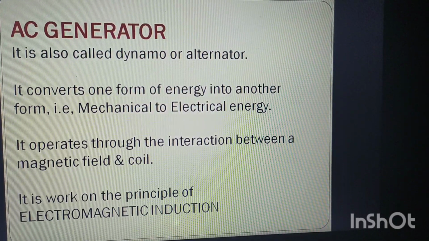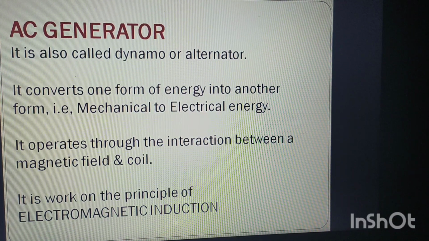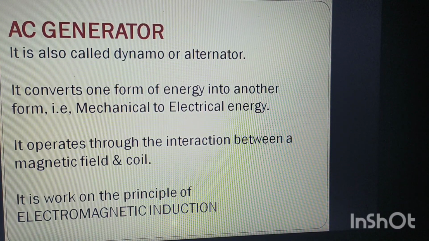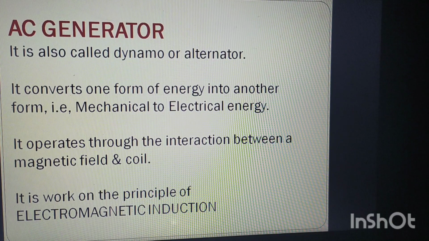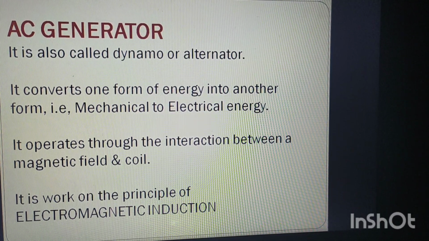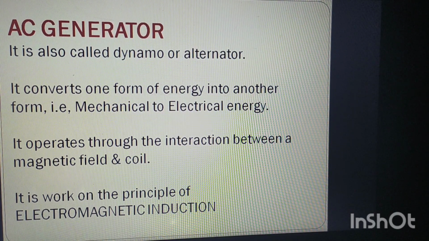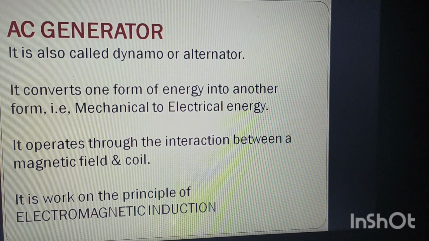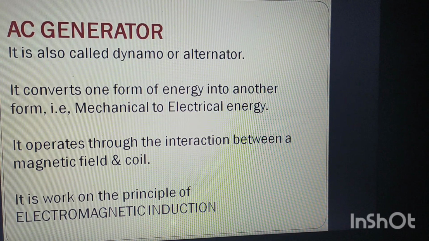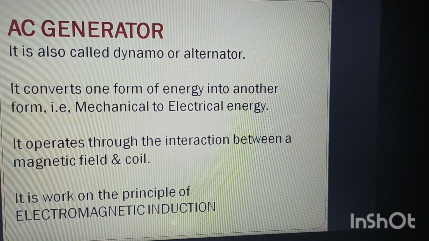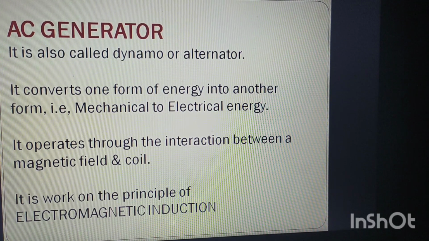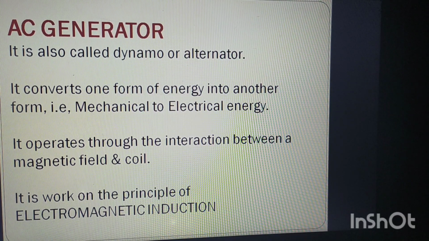First of all, what is an AC generator? It is a device which converts one form of energy into another form of energy. Now, which form of energy is converted into which form through this AC generator? This generator helps in the conversion of mechanical energy into electrical energy. This device is also called a dynamo, or we can also call it an alternator. Now, why do we call it an alternator and dynamo? We will be discussing that in the further discussion.